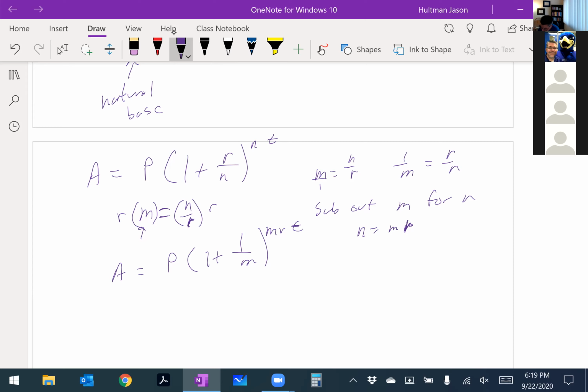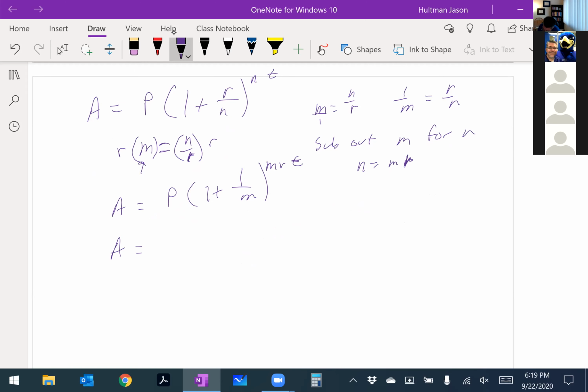Oh, okay. This becomes A equals P times 1 plus 1 over m to the m power, all raised to the rt power, because a power to a power, you just multiply. If I had a to the b times c, that's the same as a to the b to the c. When you have a power to a power, you just multiply the exponents together.